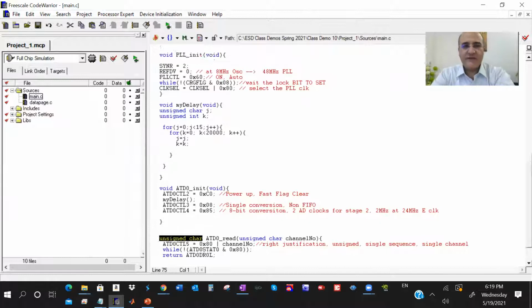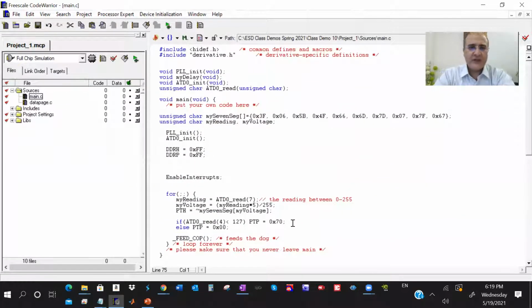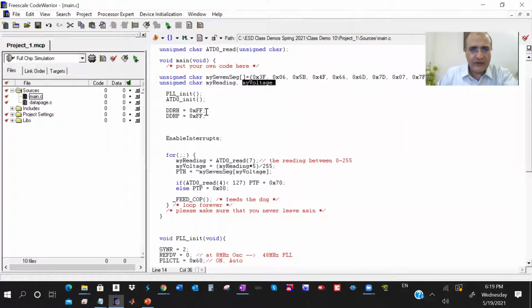Right. This is the function. Now let's go to the program. In the program, I have a 7-segment display. I defined 2 unsigned characters, one called my reading and one called my voltage. My reading is going to be the 8-bit number that I'm going to read from the A to D, the number from 0 to 255, the digital number. Okay. So of course we called the initialization for PLL, the initialization for A to D. We configured port H as output, and port P that has the red, green, blue LEDs. I'm going to use them as output.